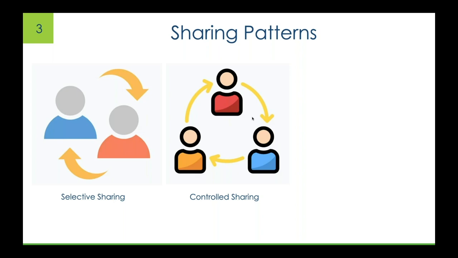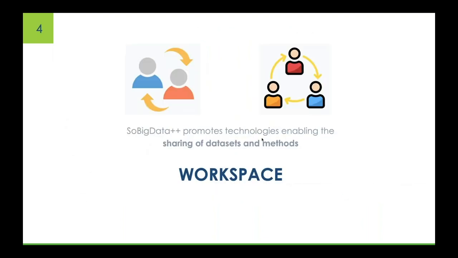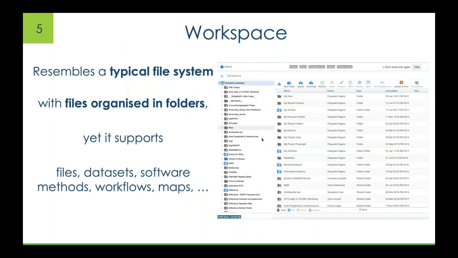Sharing can also be in a controlled environment. This is the case where a user decides to share their research artifacts in a laboratory or an exploratory, with all the members of the environment. We call it controlled sharing. Then there is the sharing that happens when I publish something. Publishing means making available the results of my research activity to people that I don't know and that will be able to exploit those research products.